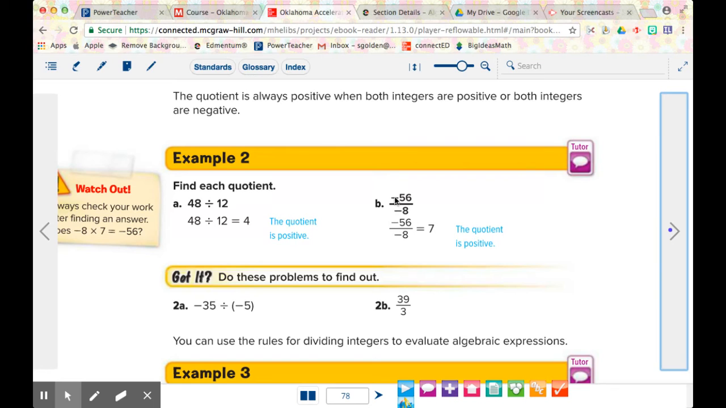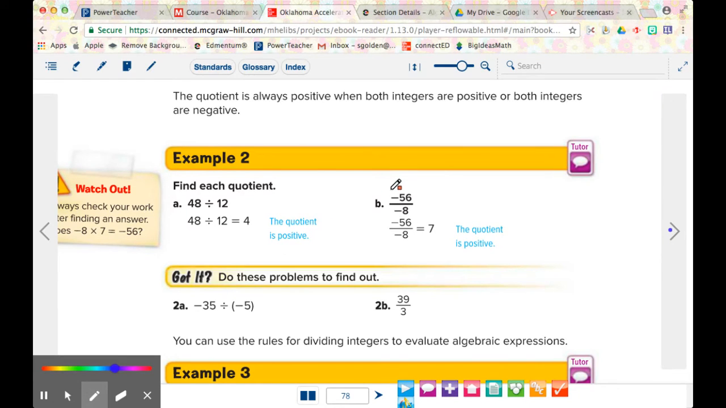Okay, and then on B, we have negative 56 divided by negative 8. I like these because a negative over a negative, they're the same. It cancels and makes a positive. So positive 7. So I want you to do 2a and 2b. Pause the video, work out 1a, 1b, 2a, 2b, and then I'll work them all out for you.